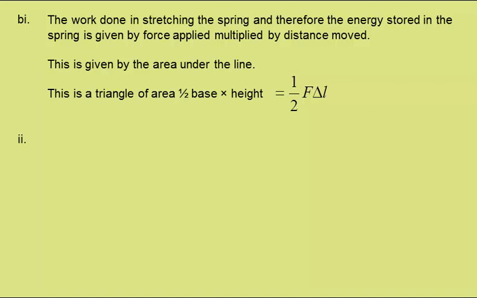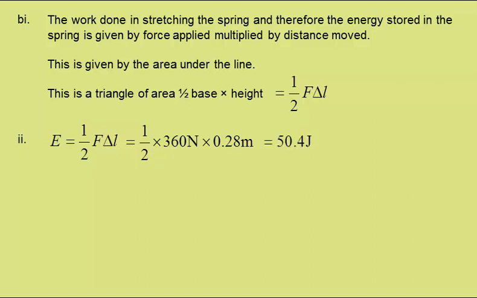In part 2, the spring is compressed by 0.28 meters in 1.5 seconds. We need to use the graph to find the average power developed. Well, the energy is half the force times the change in length, and for 0.28 meters, reading from the graph, we require a force of 360 newtons, giving an energy of 50.4 joules. Power is work done or energy transferred over time taken, and so we've transferred 50.4 joules in 1.5 seconds, which is a power of 34 watts.